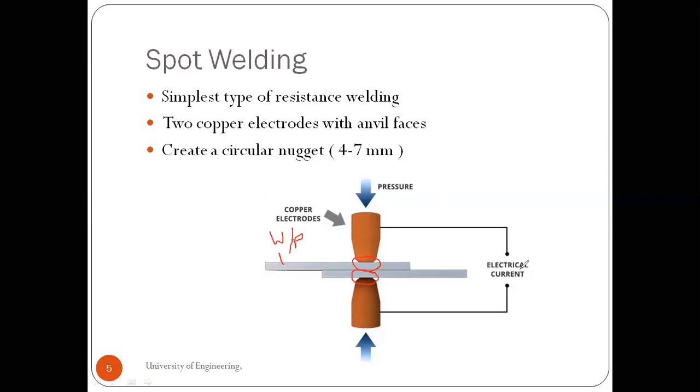During that mechanical pressure, electric current is passed through, and high current, as I already told you, is passed, and the nugget is created. So what is the nugget? Nugget is the circular molten zone, or we can say the weld, which is created due to the melting of these two metals at these two portions, at the faying surface.